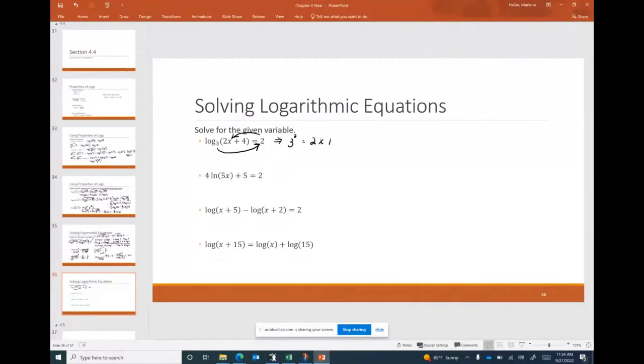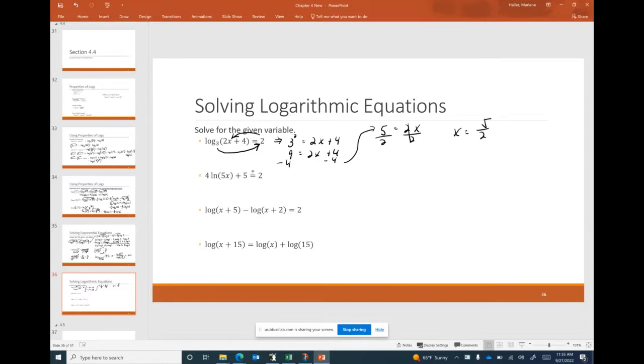It's going to be equal to 2x plus 4. Well, 3 squared, of course, is 9. So I'm solving for x. If I just subtract 4 from both sides, 9 minus 4 is 5, equal to 2x, and then just divide both sides by 2. And there's my solution: x equals 5/2.